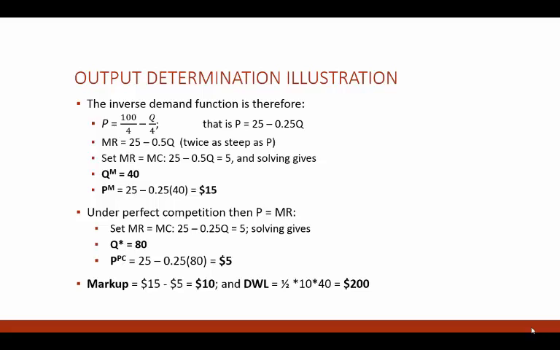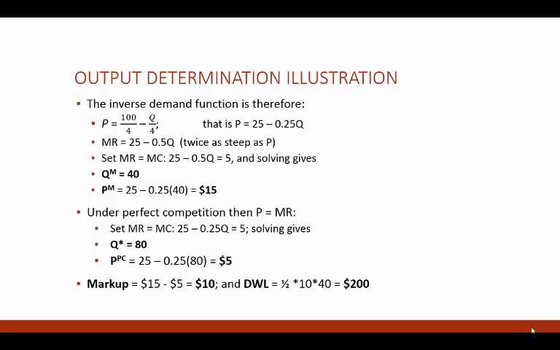As before, we rearrange the demand curve by making price the subject of the formula. This gives P is equal to 25 minus 0.25Q. We then obtain the marginal revenue, either by computing the total revenue and taking the derivative of that with respect to Q, or by simply noting that the marginal revenue must be in the same form as the demand curve, but just twice as steep. That is, its slope is the product of 2 times 0.25. So the marginal revenue is therefore 25 minus 0.5Q.